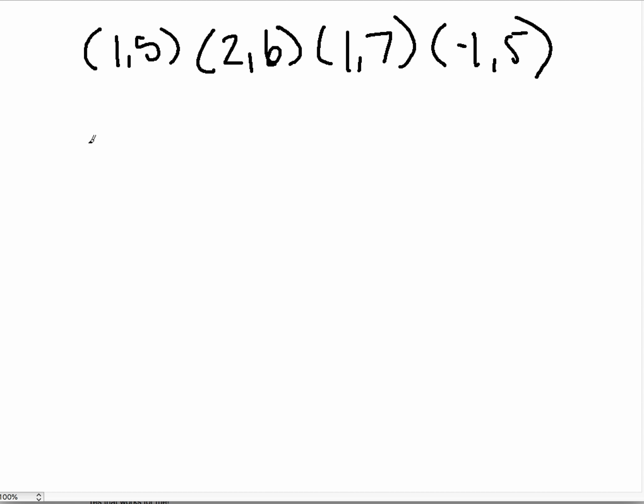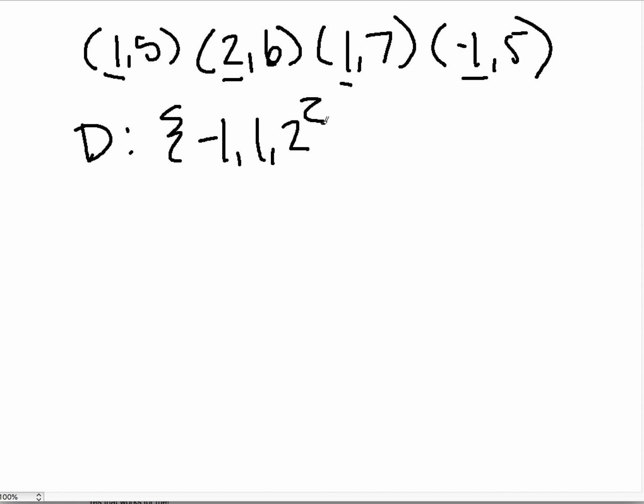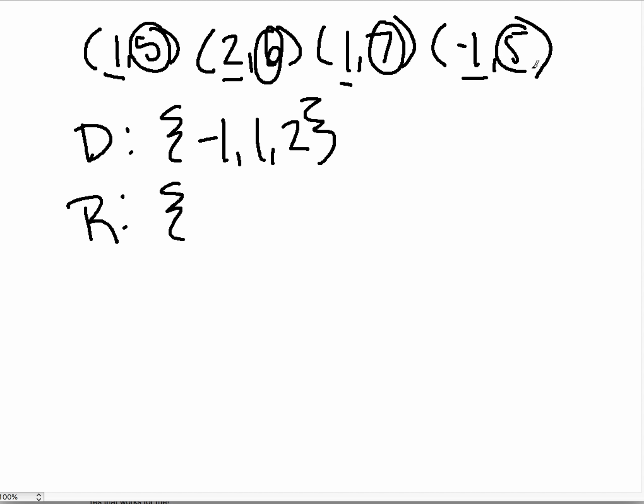Within a list of points, the domain is going to be every x value. So 1, 2, 1, -1. Typically, we want to write these from least to greatest, and we don't need to write repeating numbers. For the range, those are our y values. So 5, 6, 7, 5. Again, we want to write them smallest to largest, and I don't need to write repeated numbers.